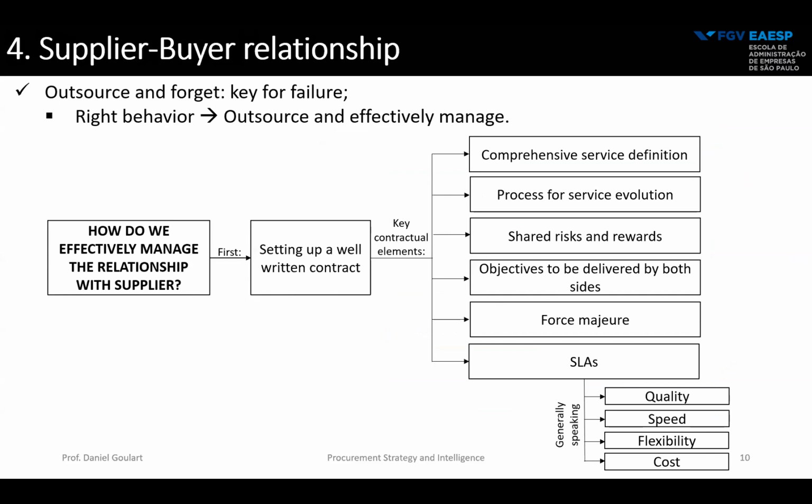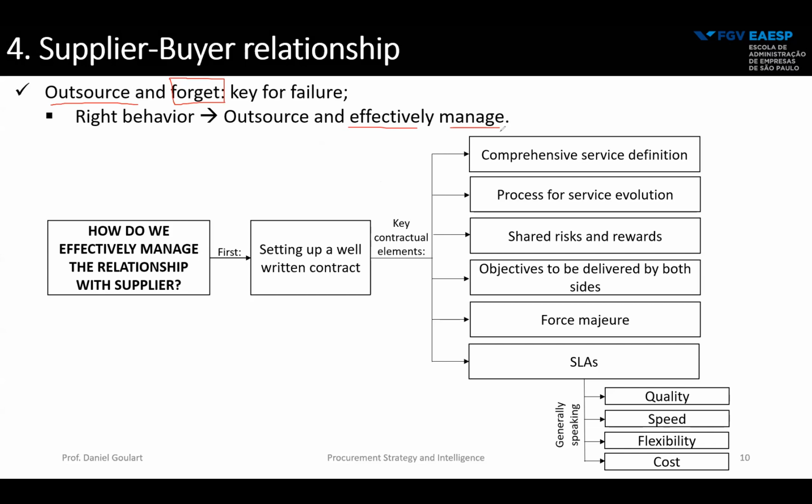One important mistake that happens when you outsource is to forget that you are outsourcing. When you decide to outsource, instead of making in-house, you need to make sure that you're going to effectively manage this relation with your supplier. Although you trust in your supplier, you need to monitor. You need to follow up.